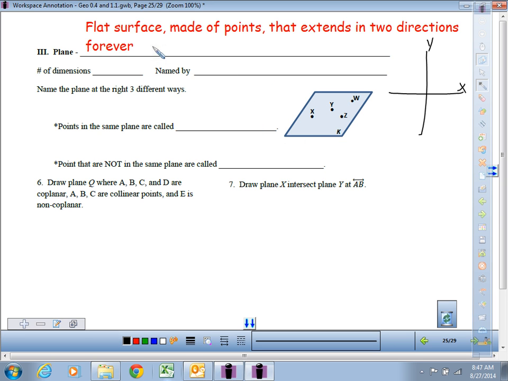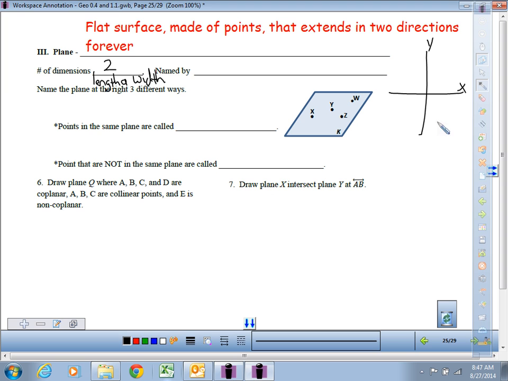Now, what we normally talk about here are two dimensions. For a line, we would have considered our one dimension, length. For a plane, we have two dimensions, and those are length and width. If you think about how you find the area of a rectangle, it's length times width. Those are the two dimensions we normally talk about when we're talking about planes and two-dimensional shapes.